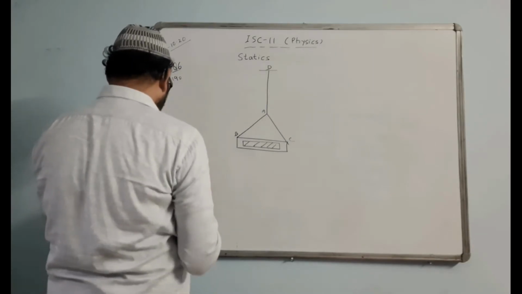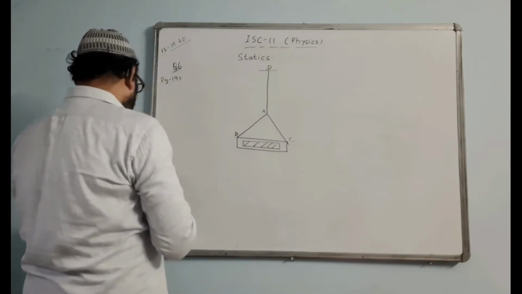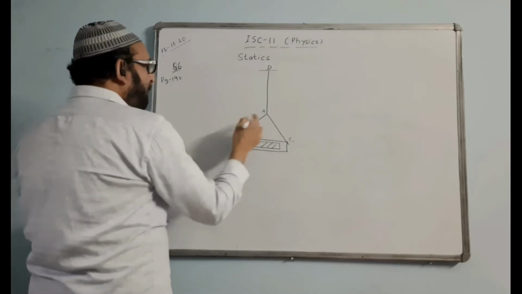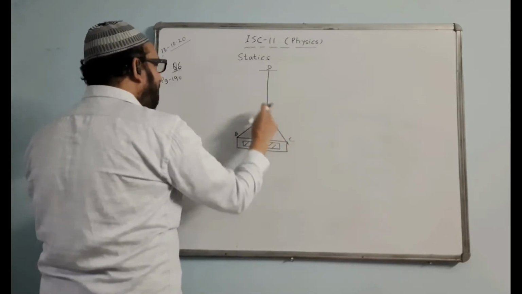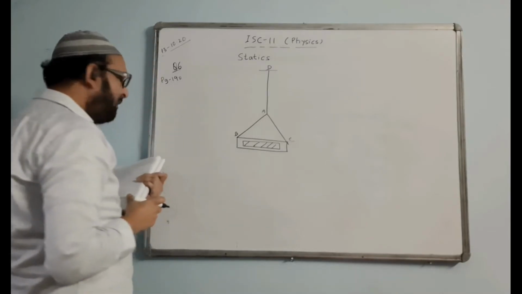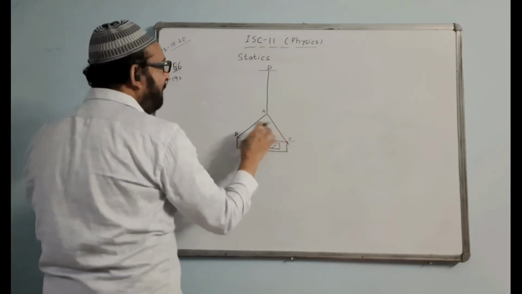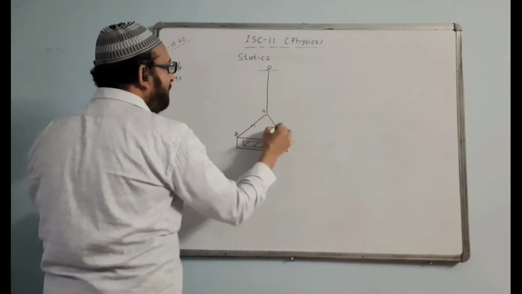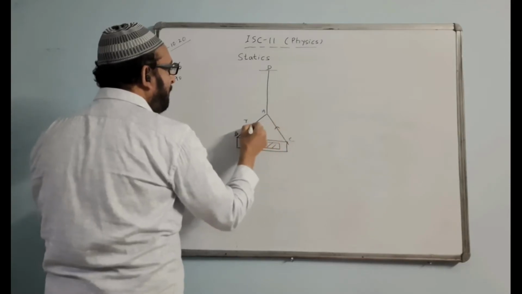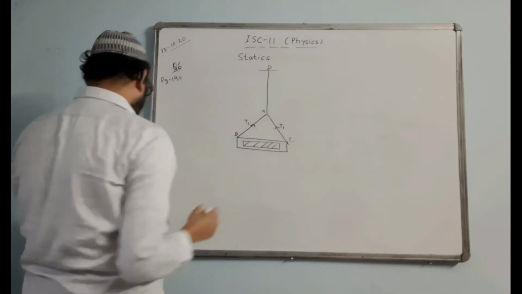Question says the weight. The ropes BA and CA are identical and symmetrical. They are the same kind of rope, that is, the tensions in them will be the same. You can mark T1 here, and here also it will be T1.